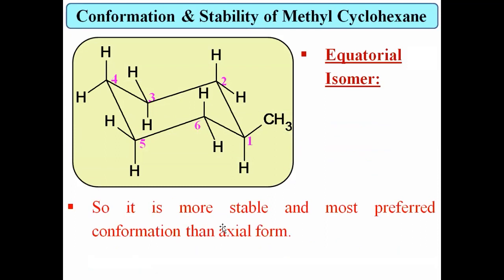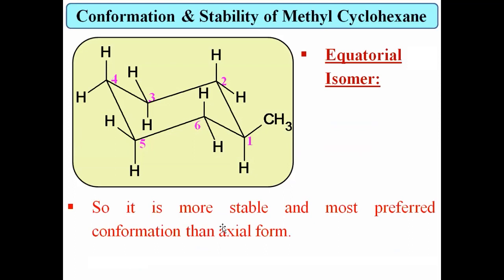म्हणजे there is no 1,3 diaxial interaction and less steric strain, and thus it is more stable and the most preferred conformation. In axial conformation, the methyl group at axial position and hydrogen atoms of C3 and C5 which are at axial position are close to each other. There is 1,3 diaxial interaction. There is a steric strain and hence it is less stable.